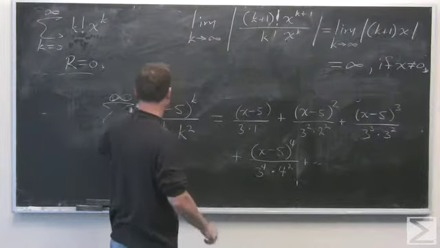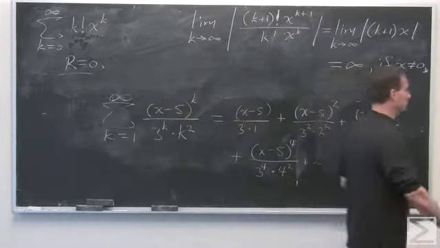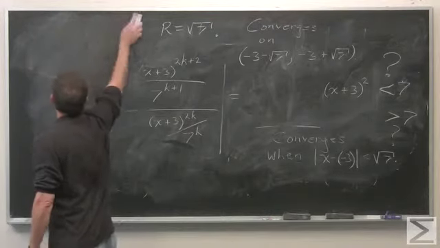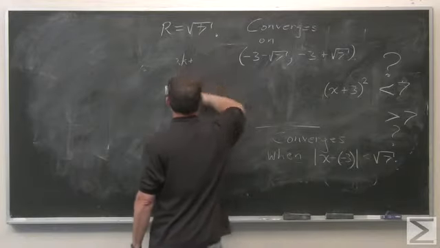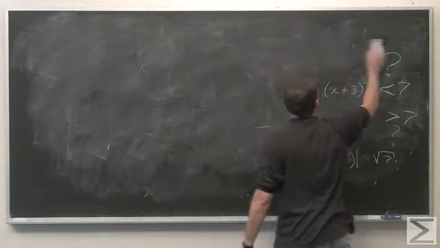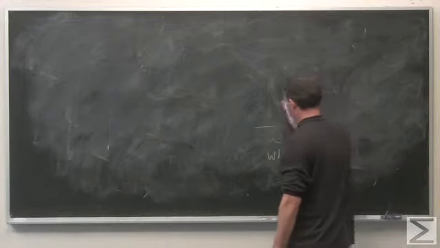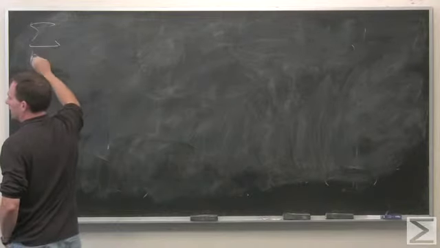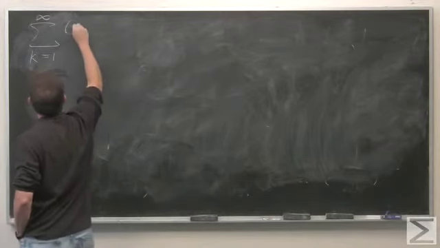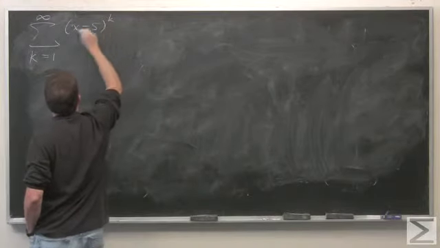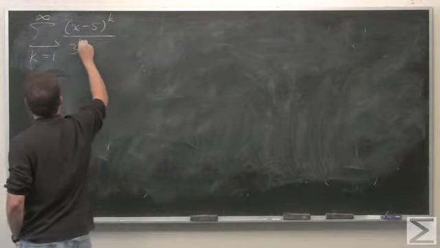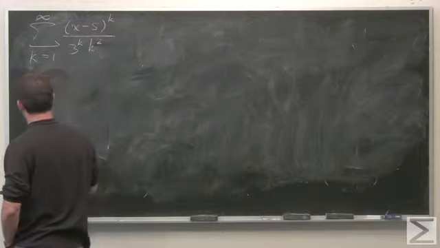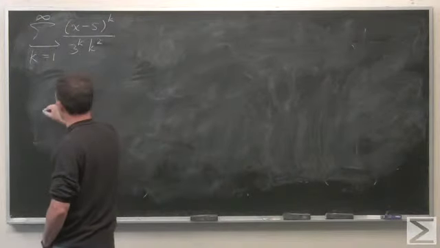All right. Lastly, I want to look at this example. It's not that it's any harder than the others. It looks worse, but it's not bad. So we want to look at the sum as k goes from 1 to infinity of x minus 5 to the k over 3 to the k times k squared. We'll use the ratio test to decide where this converges and diverges, except possibly for the endpoints of the interval.